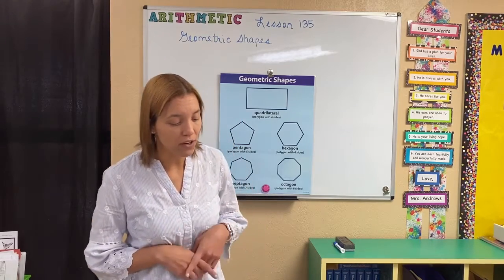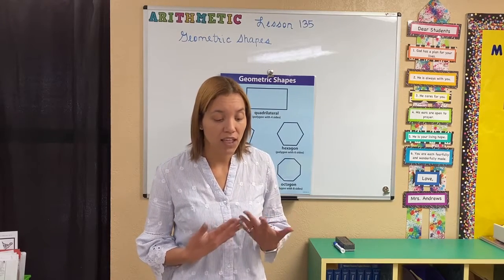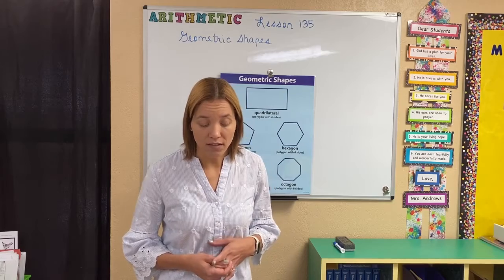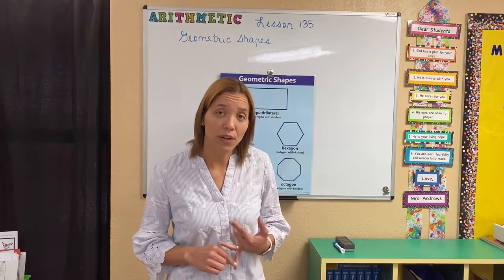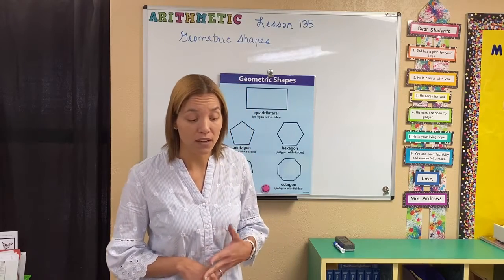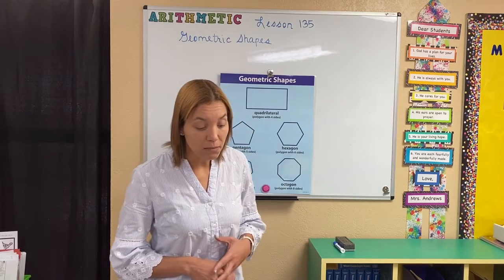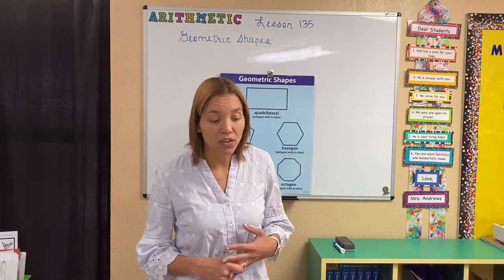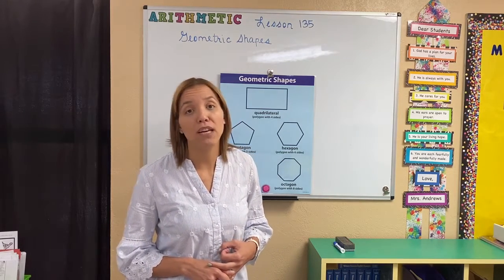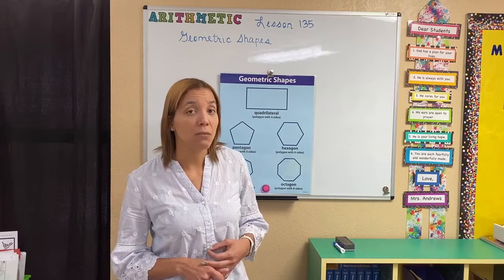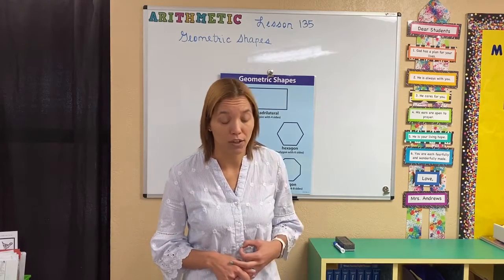So let's compare. On letter A, we see 2 squares, and they look about the same size. So that one would be congruent because they're both squares and they both have the same size. On letter B, those 2 are going to be similar because they do have the same shape but not the same size. So because they do not have the same size, they're going to be similar.